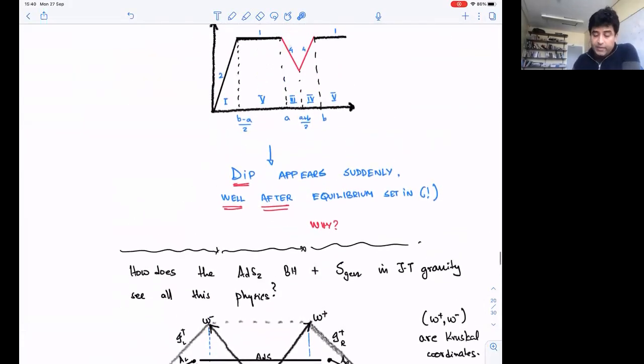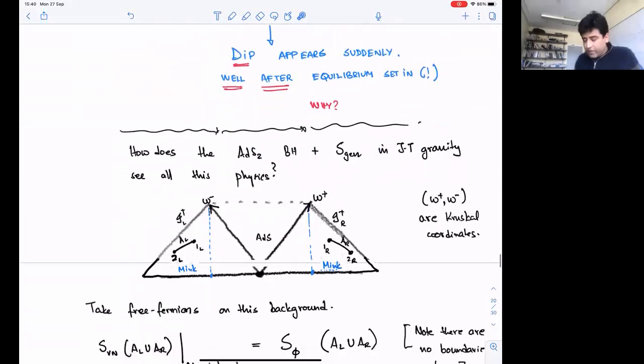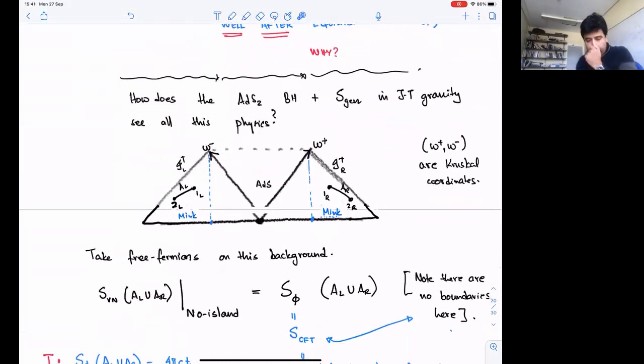And one would want to understand how one sees this kind of non-monotonic behavior and the dip from the gravity picture. So I'll just very briefly and very quickly tell you what happens on the gravity side. On the gravity side, you basically look at this AdS2 black hole in the thermofield double state. So we have these two finite intervals, one left, two left. These are the endpoints of A left on the left Minkowski bath, and one right, two right, the endpoints of the interval A right in the right Minkowski bath.